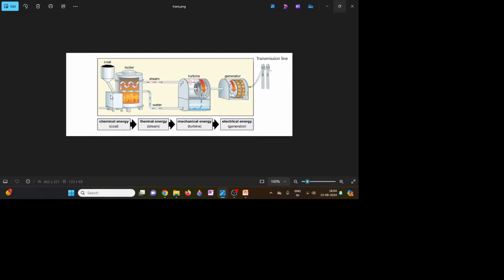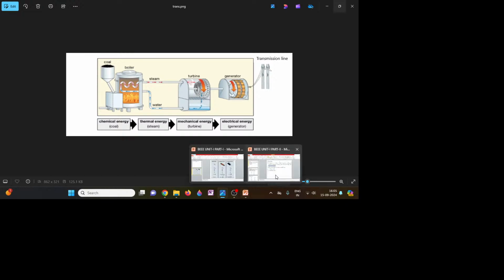So what is happening here? Here chemical energy is converted into thermal energy, then later it is converted into mechanical energy. Mechanical energy is converted into electrical energy. So the function of a generator is that it converts mechanical energy into electrical energy. Okay, I am telling you the function, not the working principle of the generator. The electrical energy is given to the transmission line, and from there it is given to the different load sectors. So energies are converted from one form to another, and at last we are getting the electrical energy here.